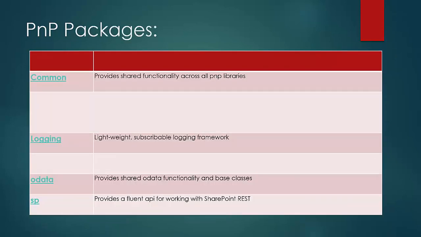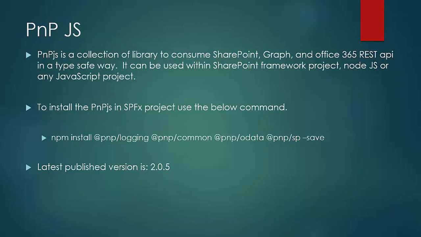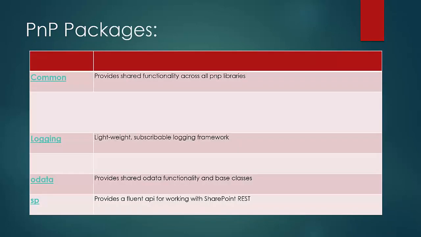In this slide, I will give you just a basic one-line description about the different packages which we will install. First is the common package. It provides the shared functionality across all PnP libraries. Logging gives me the operations related to logging. OData provides OData functionality, all the OData operations which we will do. And SP gives me an API for working with the SharePoint REST API. So this is just a basic detail about the different packages. Now I will directly jump into Visual Studio Code.